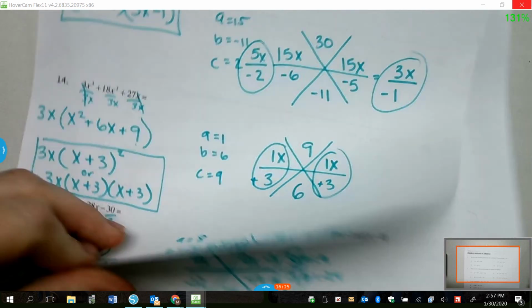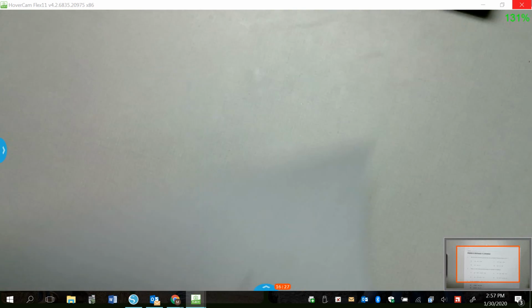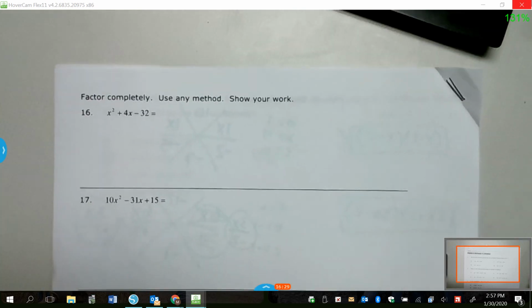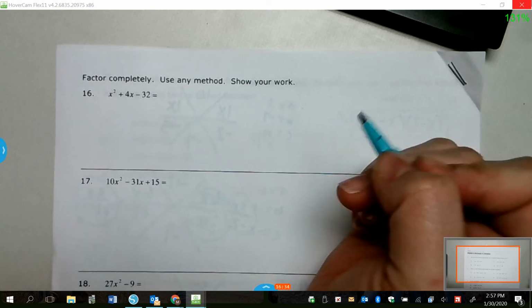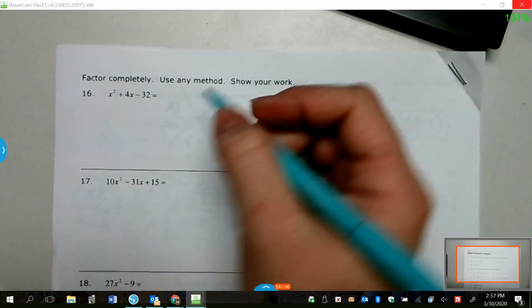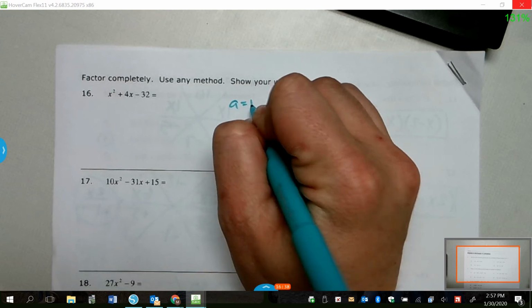Last page, y'all. This has gone faster than I thought. I know I'm moving fast. Pause, rewind, fast forward, whatever you have to do. Okay? Let's keep going. A equals 1, there's no GCF because A is 1.